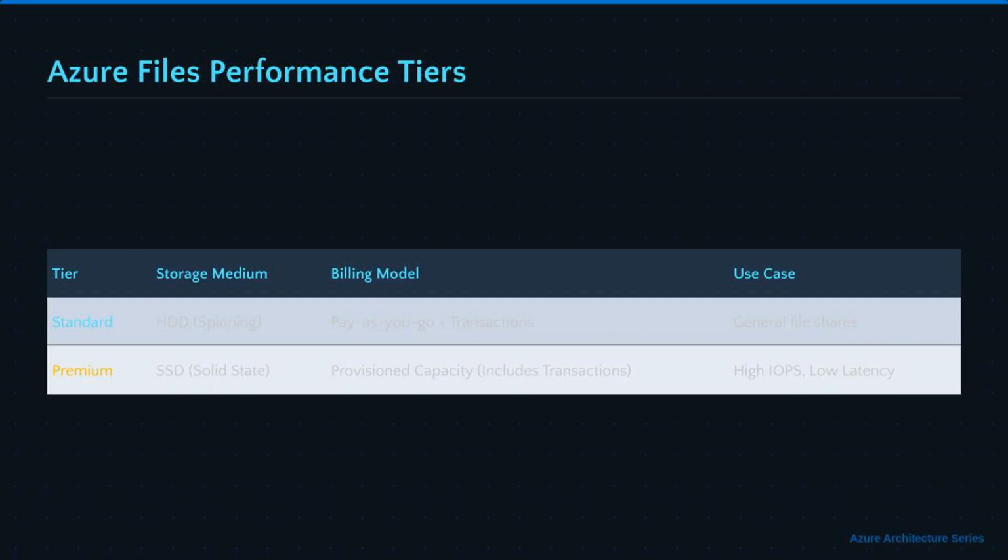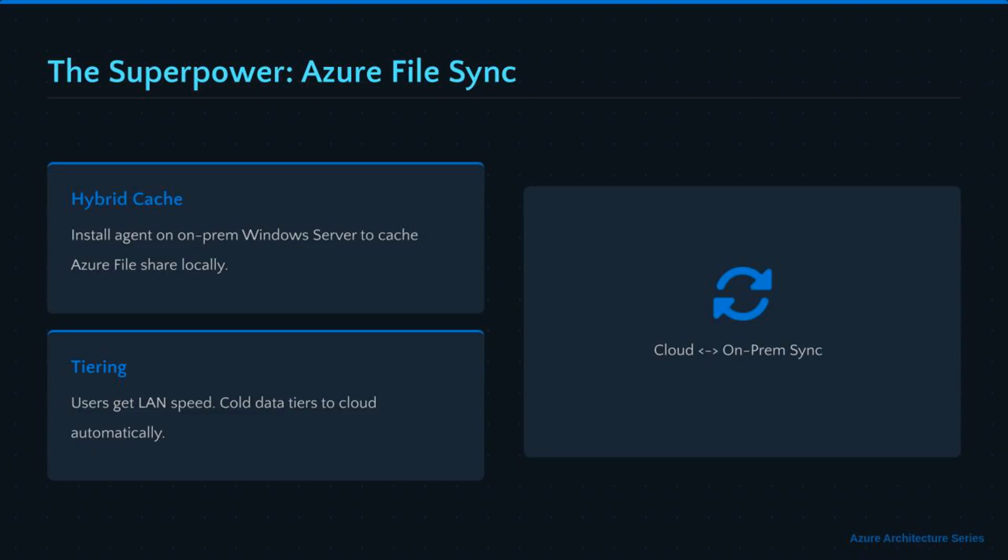There is also a superpower feature for Azure Files called Azure File Sync. This allows you to install an agent on your on-premises Windows server and cache your Azure file share locally. Your users access the local server at LAN speeds, but the data is tiered up to the cloud. It effectively turns your small on-prem server into an infinite tiered file server.